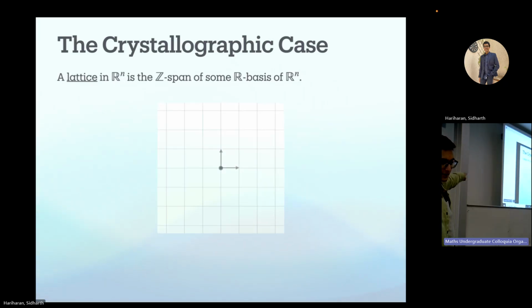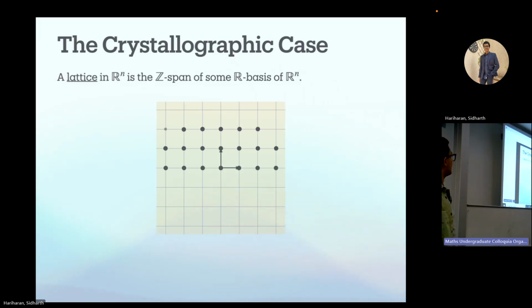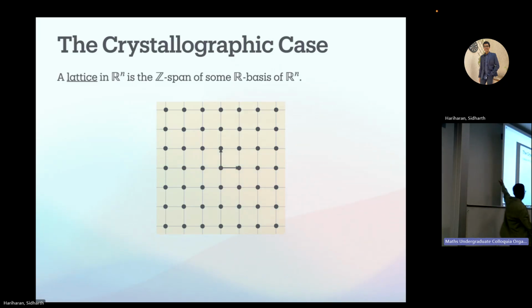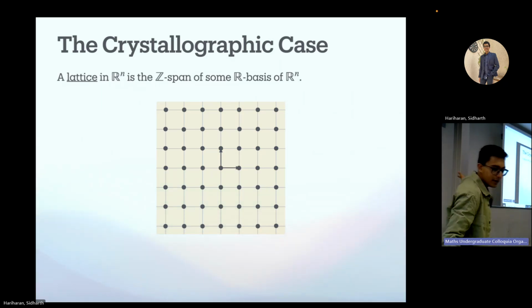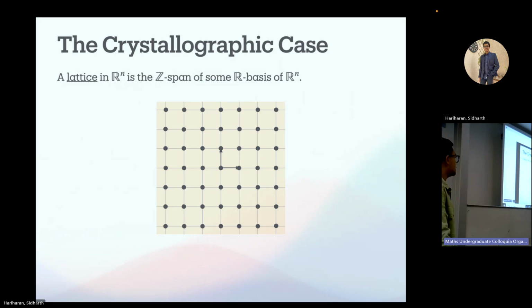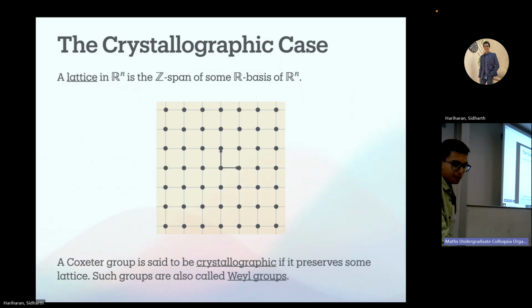Okay. And a classic example is this, right? I'm just going to talk about the Z-square lattice. It's just basically all of these points. So it's like you have some basis, okay? It doesn't have to look like this. You could have something that looks like that as well. You could have horizontal lines and skewed lines or whatever. It's basically just integer linear combinations of some basis of R^n, and that's what this is. So this is just integer combinations of e1 and e2.